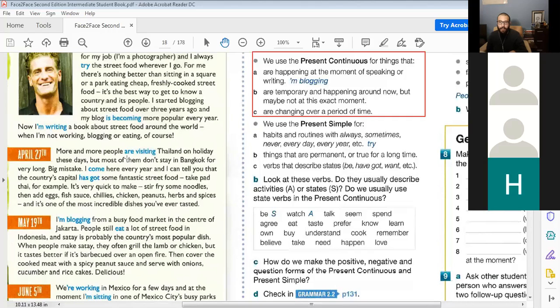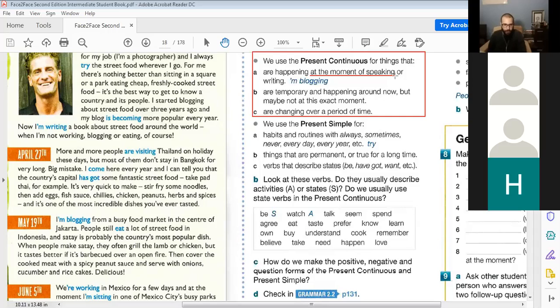Happening at the moment. Here, okay, and before I tell you who's right and who's not, here it says it's happening, keep in mind, this is very important, at the moment of speaking. Now I'm writing. It's right. Now I'm writing a book about street food around the world. So he doesn't mean right now. Do you think, Hajar, this is around now? Yes, now I'm writing a book about street food. I think it means nowadays, these days, I'm writing the book. But also he said I'm blogging, this one is already answered, sorry.